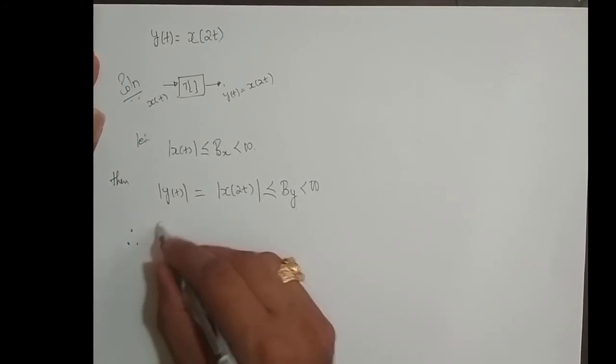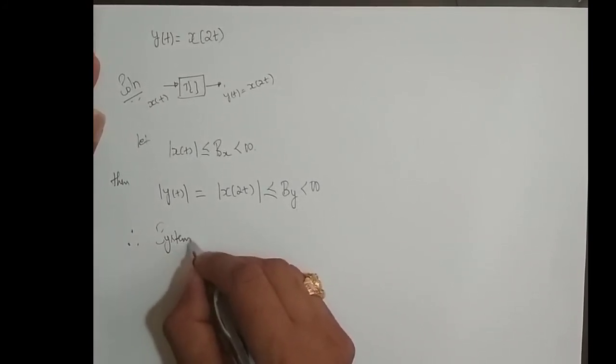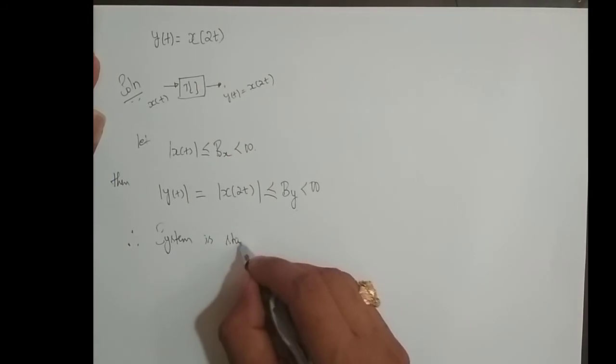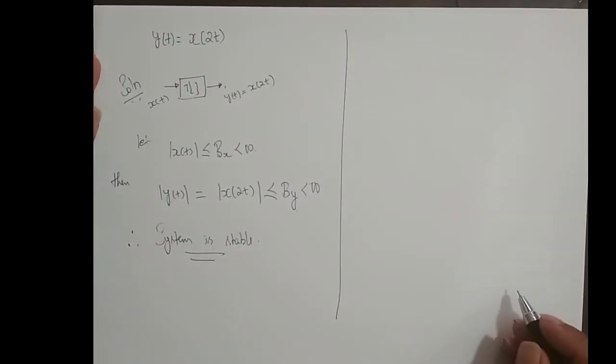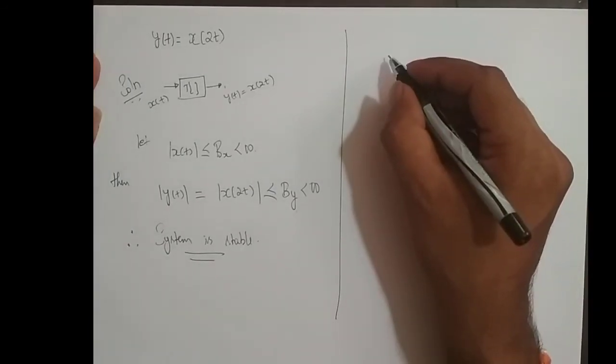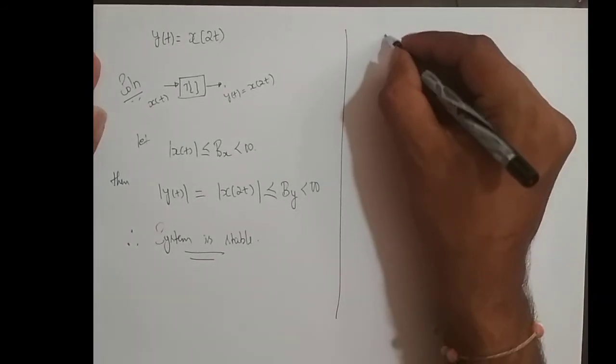So for every bounded input I am getting bounded output. Therefore the system is stable. Why? For every bounded input I am getting bounded output. We'll take up one more.